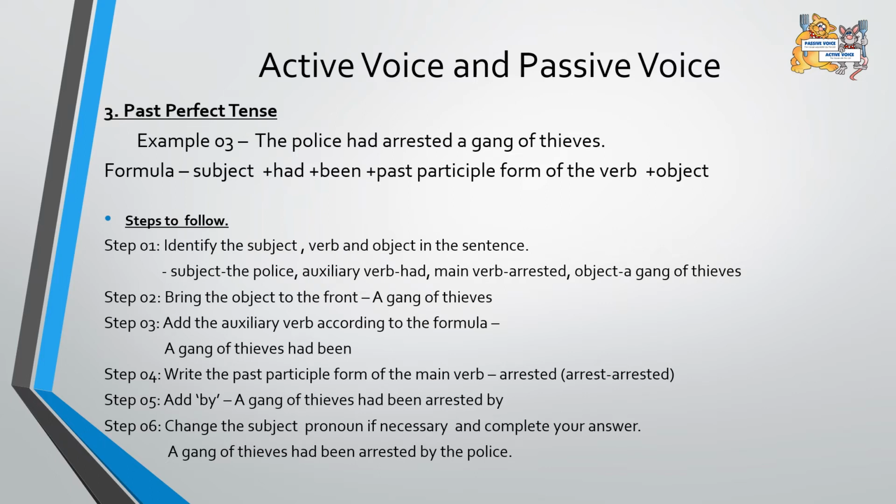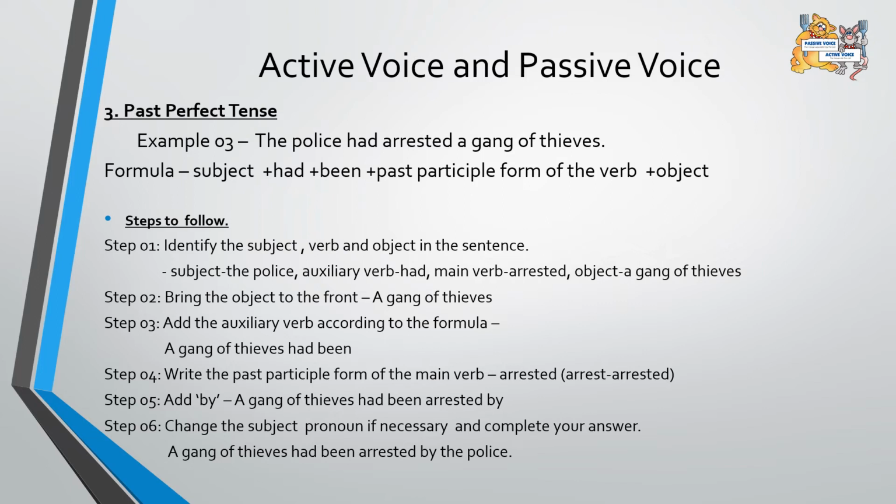Now let's follow the steps. Step 1. Identify the subject, verb and the object in the sentence. The subject is the police. The auxiliary verb is had. The main verb is arrested. The object is a gang of thieves.